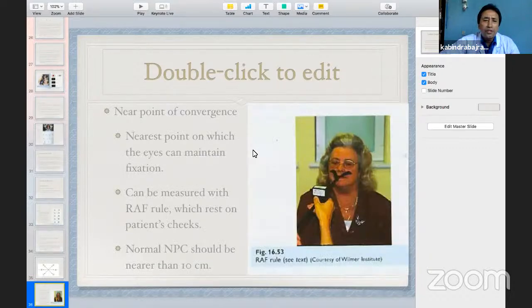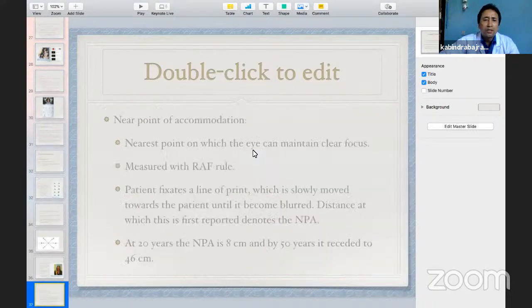Then we look for near point of convergence. Near point of convergence is the point where the patient can maintain fixation. It can be measured with Royal Air Force rule, and normally it should be 10 centimeters. Similarly, near point of accommodation, again, is tested with Royal Air Force rule. Patient fixates a line of print which is slowly moved towards the patient until it becomes blurred, and where blurring is seen, that point is called near point of accommodation. At the age of 20 years, it is around 8 centimeters. At 50 years, it becomes 46 centimeters.